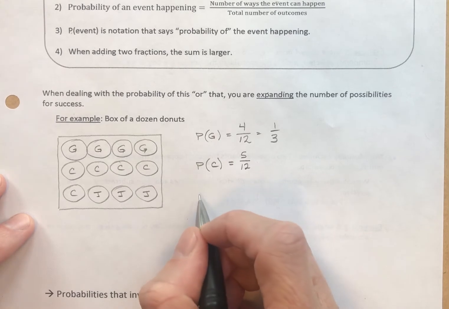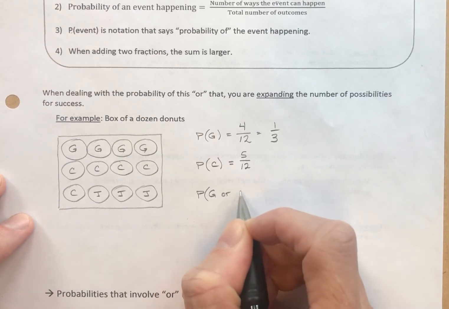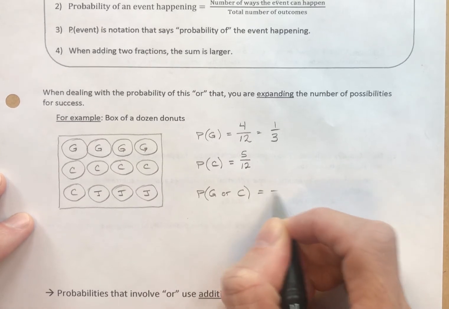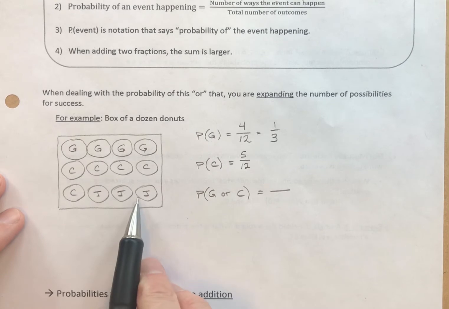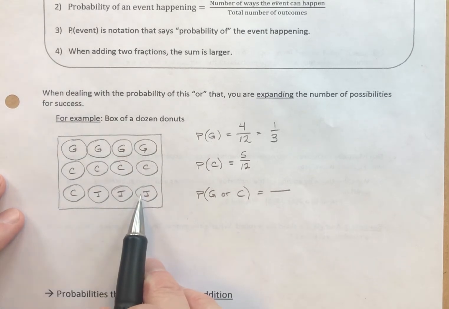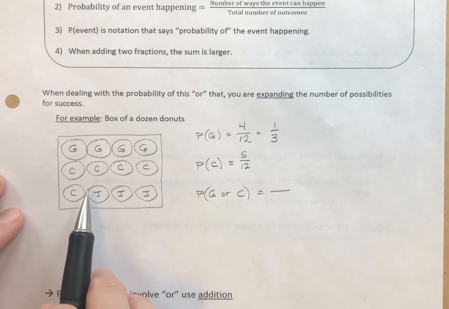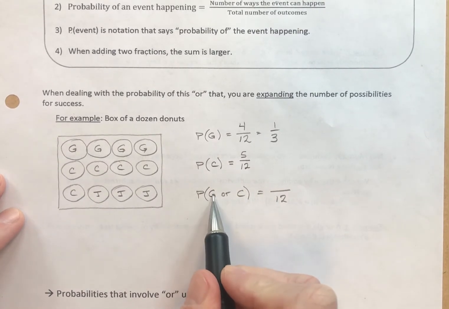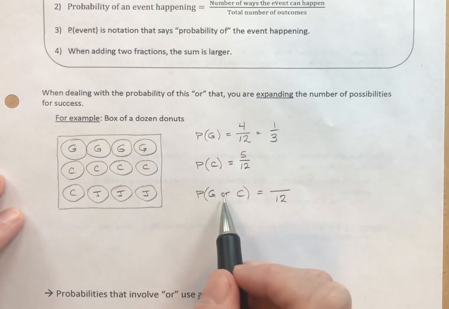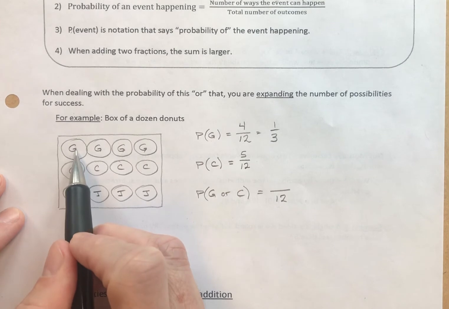Now let's see. What's the probability of pulling out a glazed or a chocolate? Now notice I've expanded my possibilities here. I don't happen to like jelly, so I'm hoping I reach in there and pull out a glazed or a chocolate donut. I have 12 donuts. How many of these donuts are glazed or chocolate? Well, this one's a glazed or a chocolate.